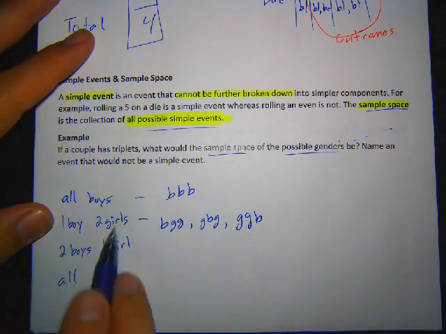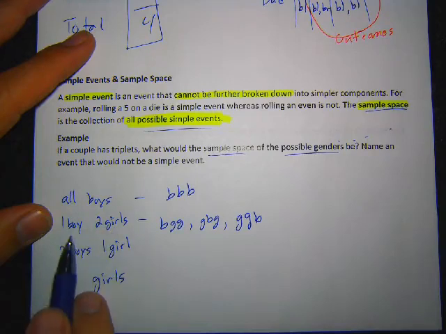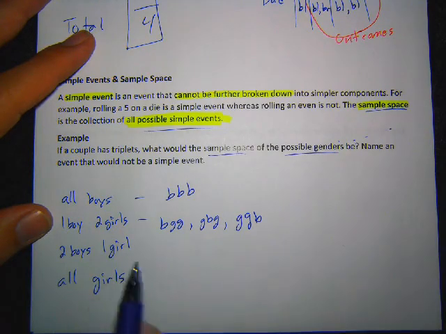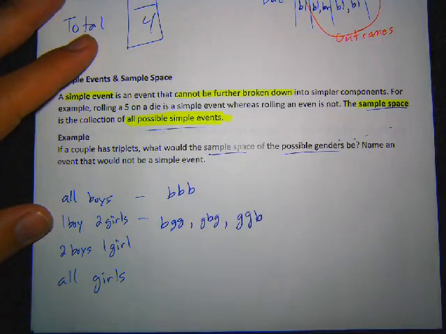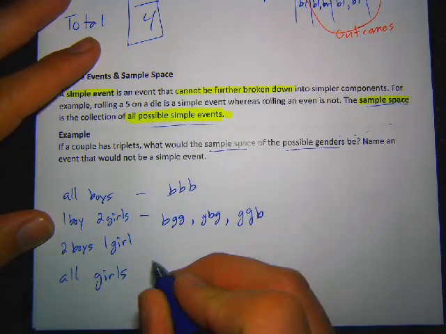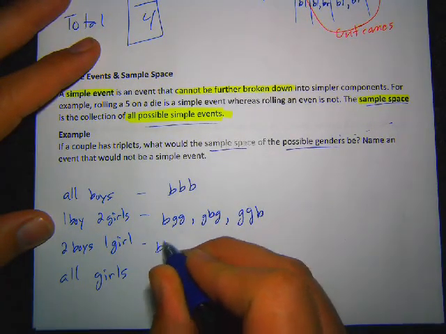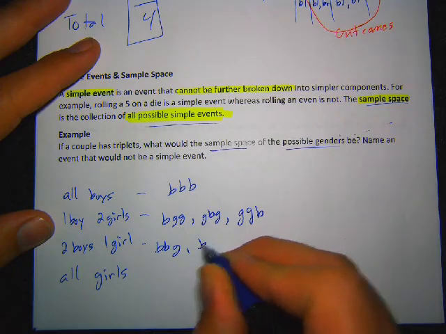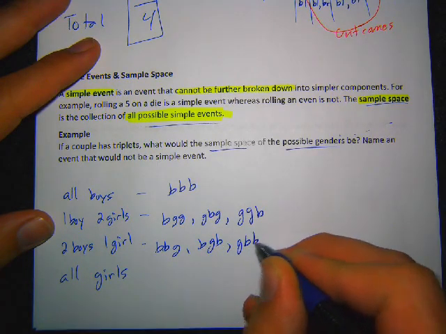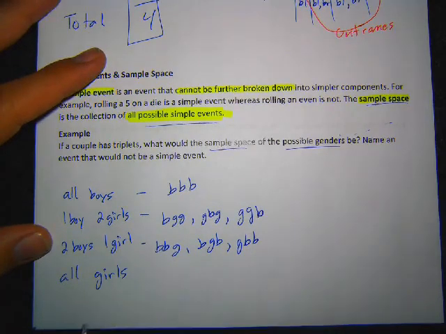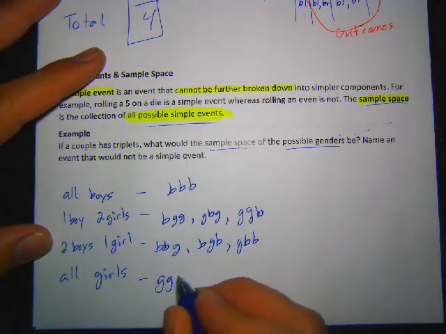But you really can't break this down any further. You can't break it down more than 1 boy and 2 girls. So this is still a simple event, even though it has more than one outcome, because there's no way to break this down into simpler parts. Next one, 2 boys and 1 girl. So it'd be like having boy, boy, girl, or we could have boy, girl, boy, or girl, boy, boy. And again, that one would have 3. And then all girls, there's only one option, which is girl, girl, girl.